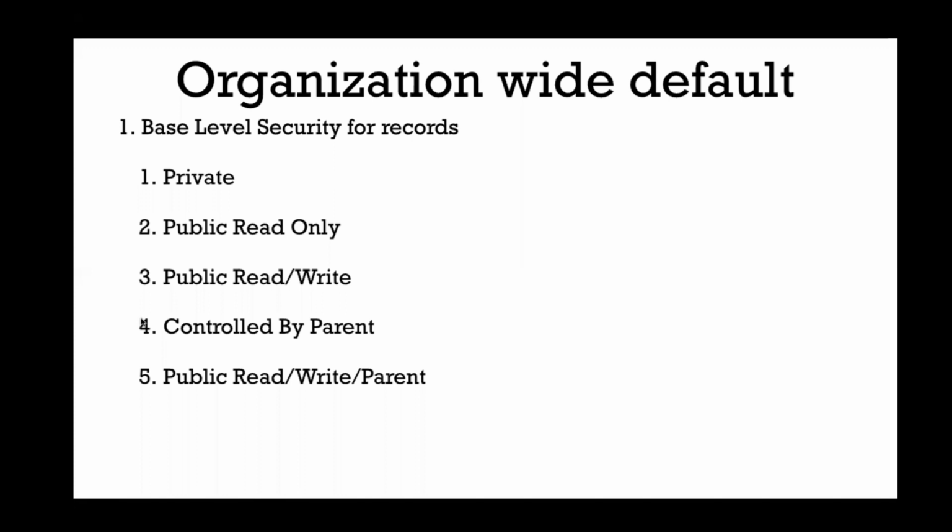Private means, taking the example of the account object, if we make the OWD of the object private, then the record owner who created the record, and the users above in the role hierarchy, can access the record. Other users, no matter whether they have access to the object or not, will not be able to see other users' records unless the record has been shared by any of the sharing mechanisms that we just saw. Any doubt on the private option for OWD?